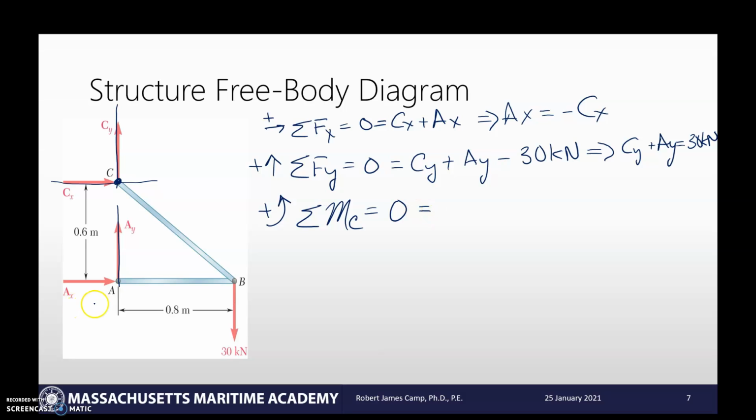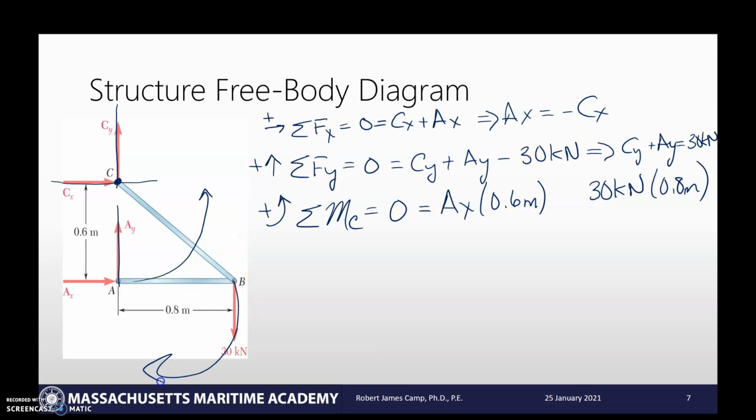And the first one's going to be Ax. Ax would send it in a counterclockwise direction, which makes it positive, and the lever arm is 0.6 meters. And then we have our 30 kilonewtons. The 30 kilonewtons is off of C by 0.8 meters. And looking at that here, if I hold C constant and just go in the direction of the force, you'll see that's going to be in the clockwise direction, so that's minus.